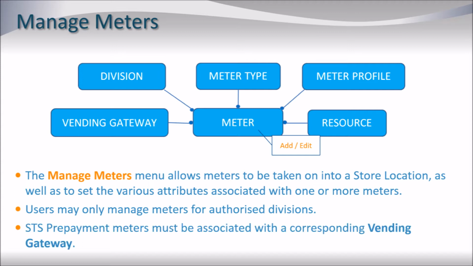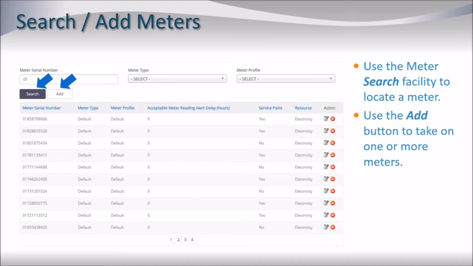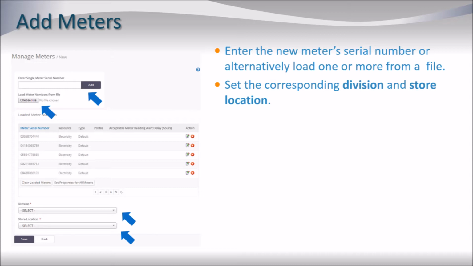STS prepayment meters must be associated with the corresponding vending gateway. You can search for meters using the Search button and the various filter criteria provided. Use the Add button to take on one or more meters. To add meters, enter the meter's serial number or alternatively load them from a file. Set the corresponding division and store location.